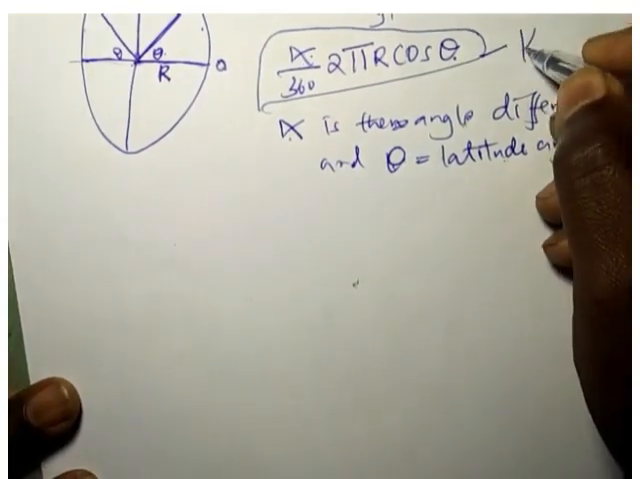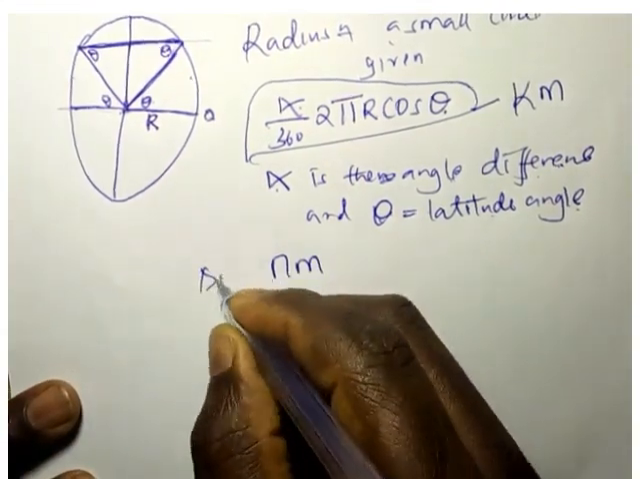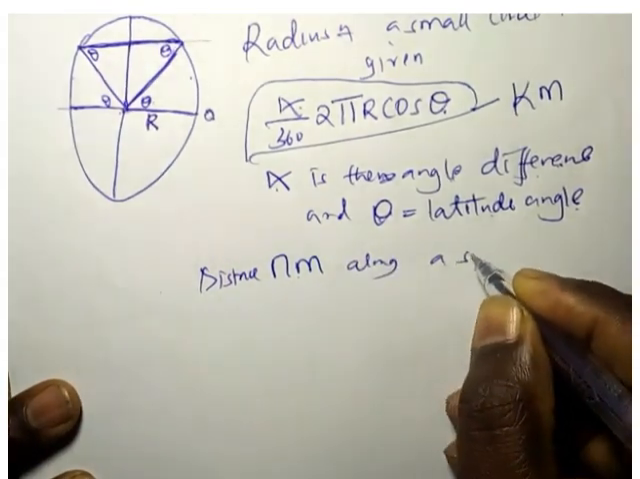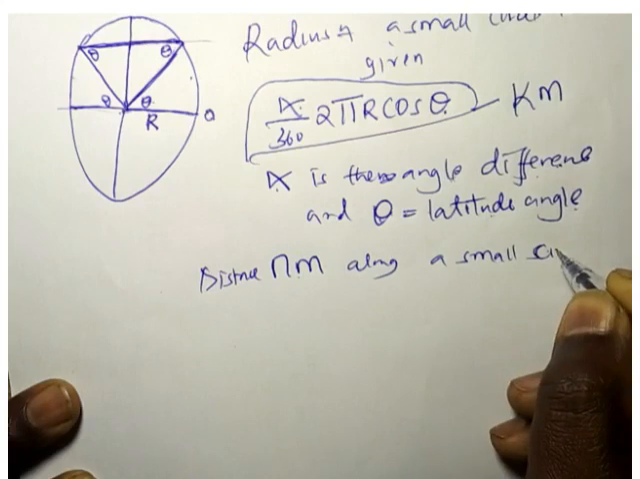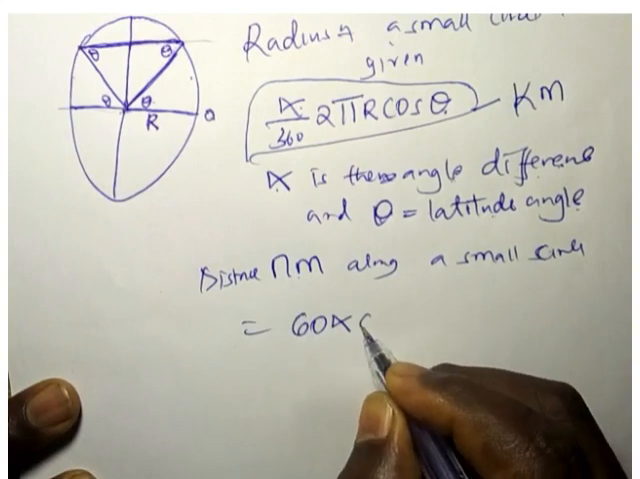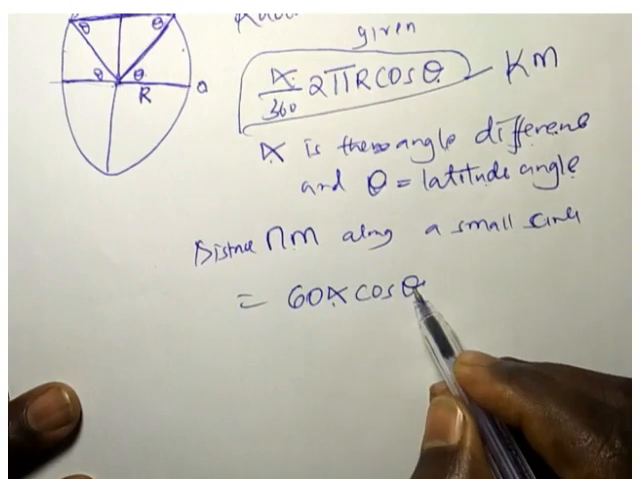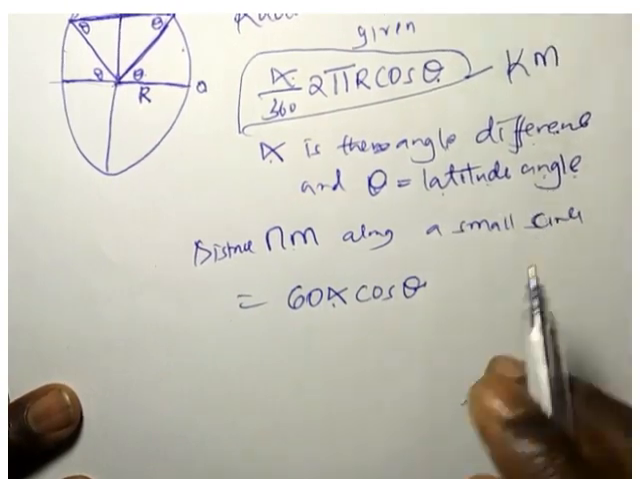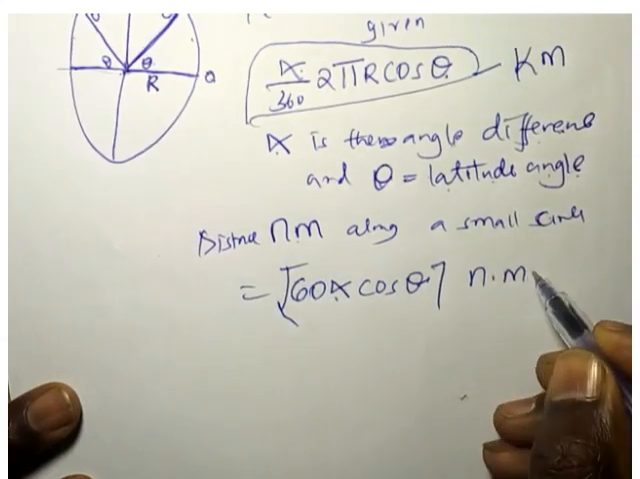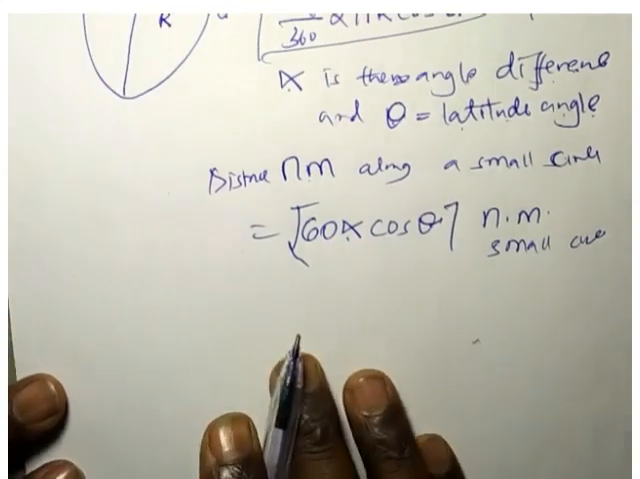This will give us the distance in kilometers. If I want the distance in nautical miles, the distance in nautical miles along a small circle is given by 60 times alpha times cos theta. Alpha remains the same, the angle difference. Theta remains the latitude angle. So this will give me the distance in nautical miles along a small circle. So let us do an example.